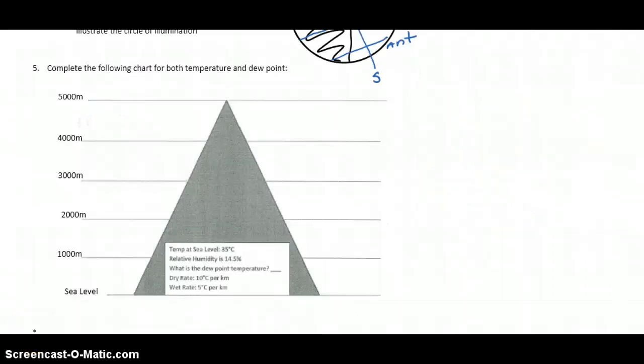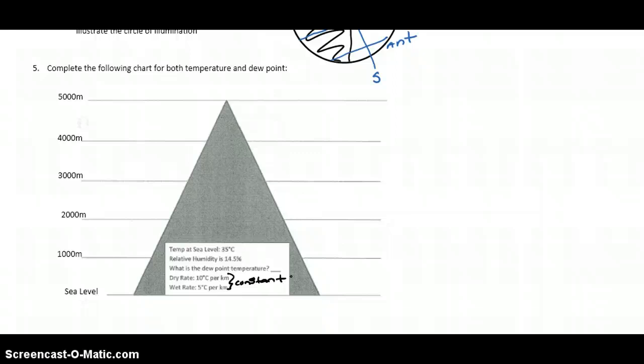Okay, so this is the one that people found probably the most challenging out of the 3 exercises. We're given quite a bit of information here. Temperature at sea level, 35 C, relative humidity, 14.5. We're supposed to figure out the dew point before we even start. The dry rate's 10, the wet rate is 5. That's constant. These two right here, they're constant. I shouldn't even have to give them to you, but I do because it's usually given to meteorologists.